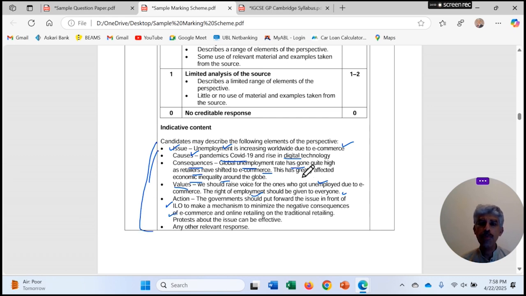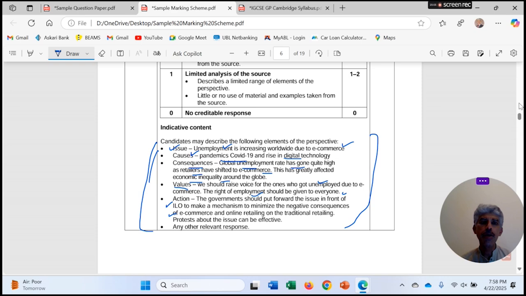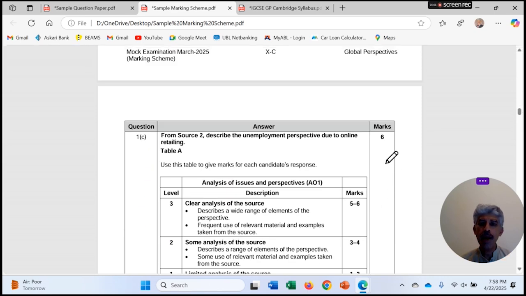So students are supposed to explain these ones in question 1C. If they explain two really very good paragraphs, they can attain 6 marks. Clearly analyze the sources, describe a wide range of the elements of the perspective, and make frequent use of relevant material and examples taken from the source. This is known as the source reference. That is a must for this question.